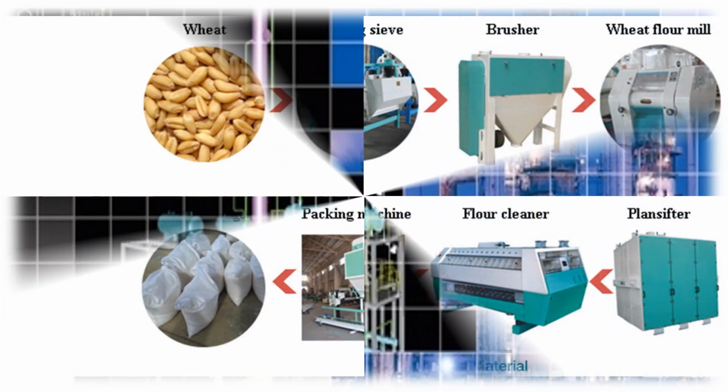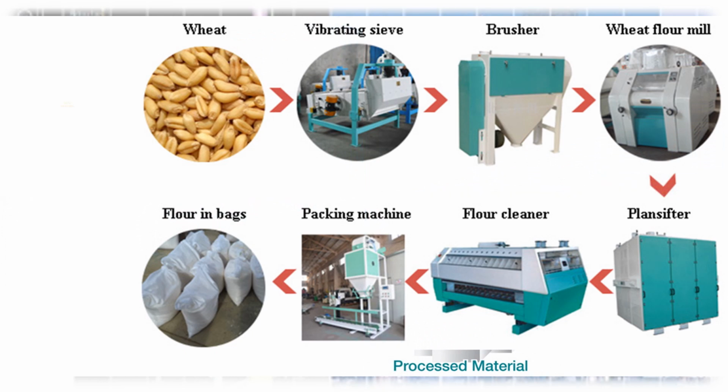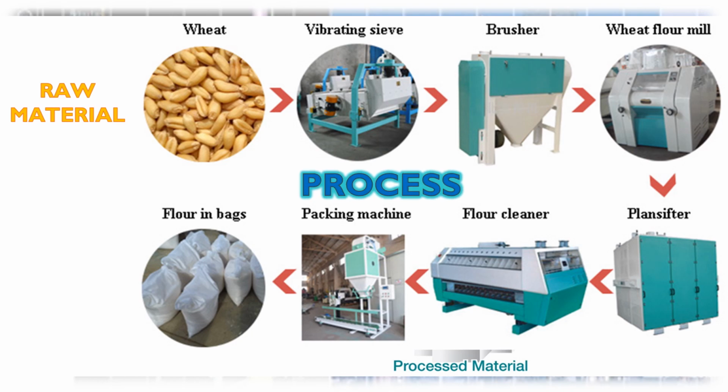Another example: wheat, which is used as raw material, processed in flour production process, producing flour as end product.